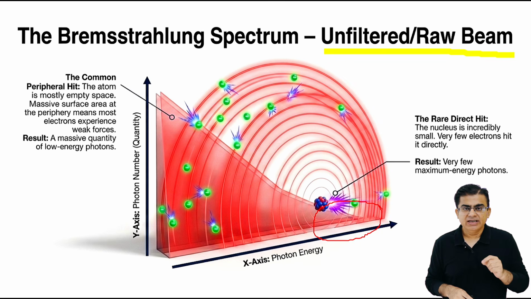Now listen to me very carefully. If we were to use this raw unfiltered beam on a patient, these weak photons would only drastically increase the skin dose unnecessarily. They have absolutely no power to penetrate deep into the body to treat our tumors. These are useless and unwanted photons. Therefore, in my next slide, I will show you exactly how we can filter this raw beam to make it clinically safe.